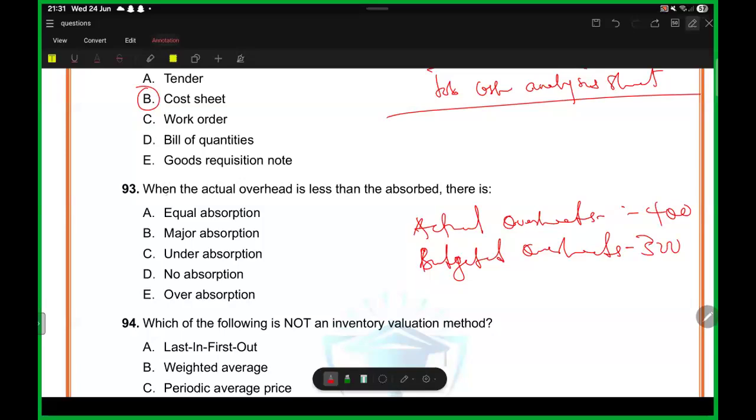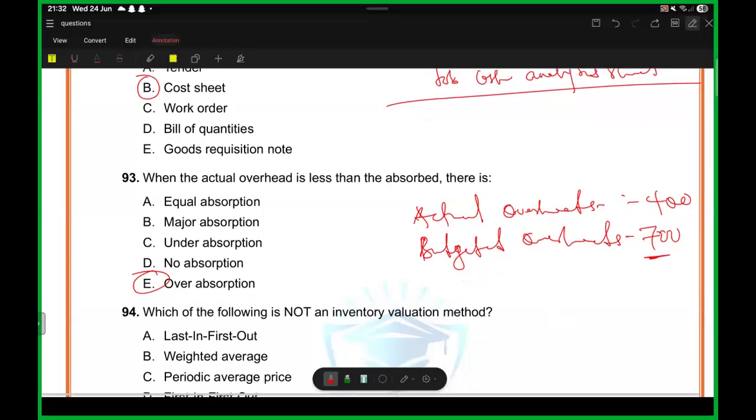So this question is saying what? When the actual overhead is less than the absorbed, there is what? An over absorption. So let me write it this way. If, let me put 700, if the actual is less, in this case, we call it over absorbed. Hope we are good together.